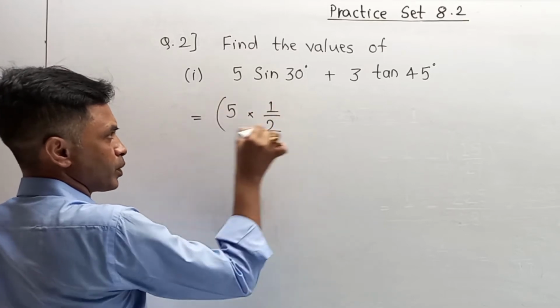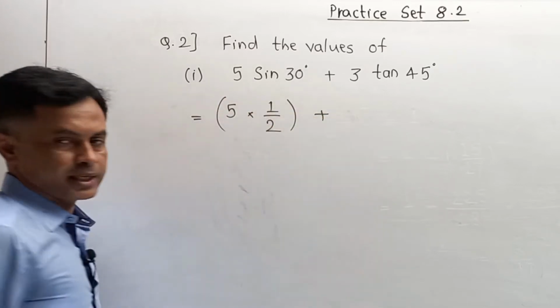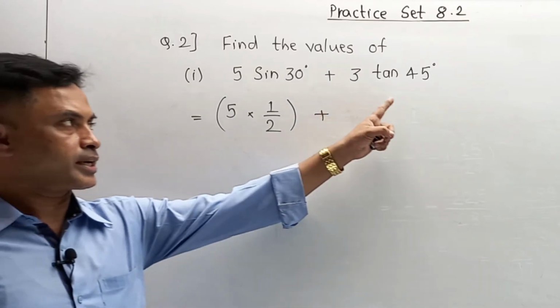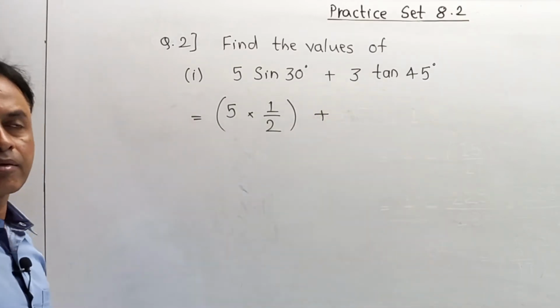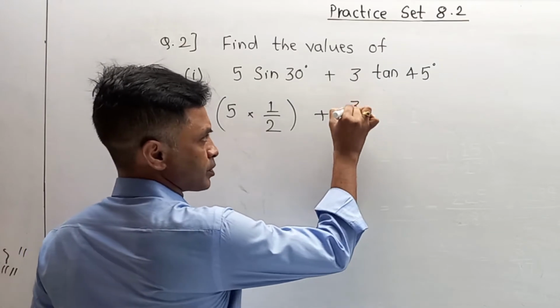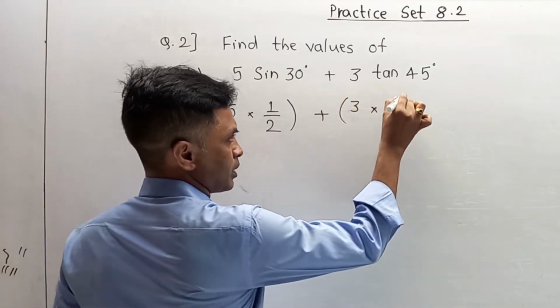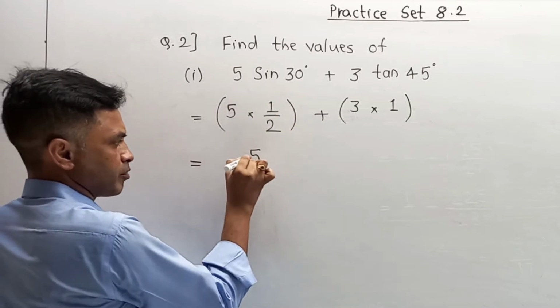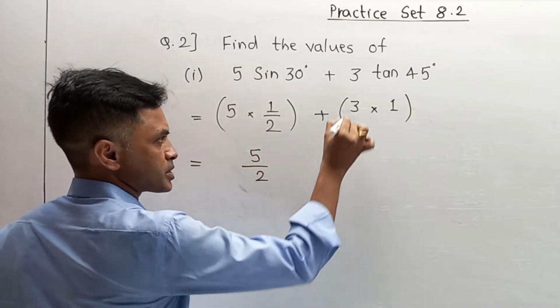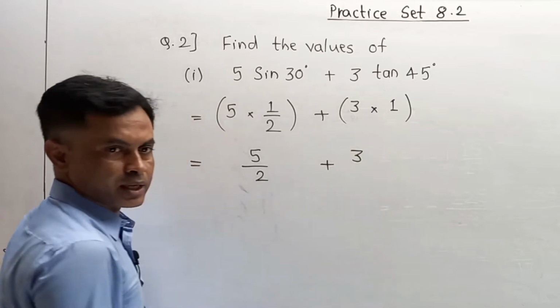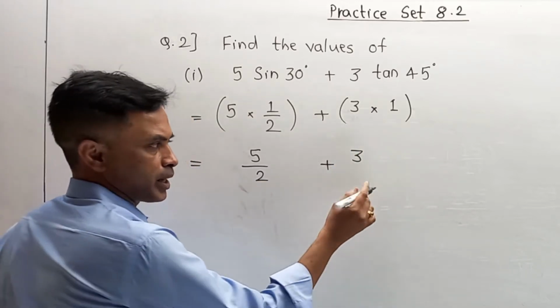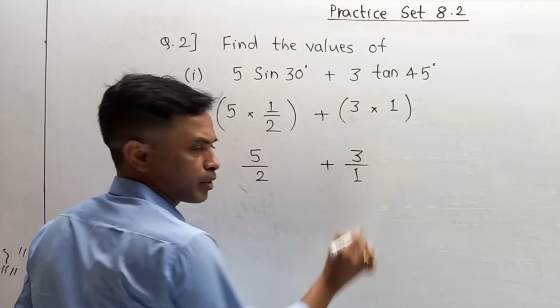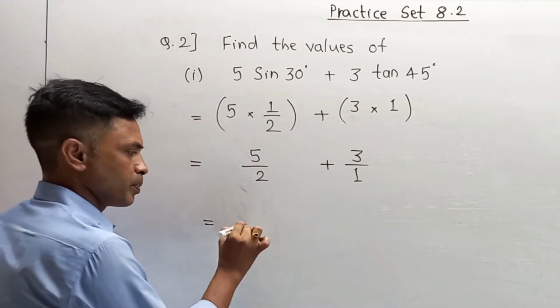So it becomes 5 into 1 upon 2 plus 3 tan 45 degree. From the table, the value of tan 45 is 1. So 3 into 1. Simplifying this, 5 into 1 becomes 5 upon 2 plus 3 into 1, 3. Now if you want to simplify it further, remember 3 means 3 upon 1. So we can solve it further.